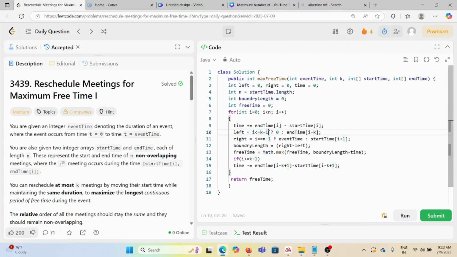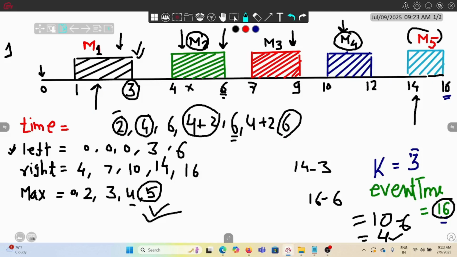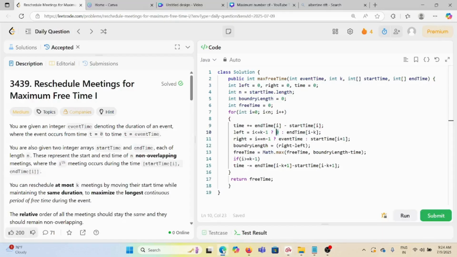Why k minus 1? Because i is starting from 0. So if we are at index 2, that means it is of size k equal to 3. That is why we are making it. If it is in the very first window, because we haven't reached the full window yet, in that case we are taking left equal to 0. You can see here, till this time we were taking the left equal to 0. It was 0, it was 0, it was 0, right? So we are making the same condition. If it is still in the very first sliding window, then we are taking 0. Otherwise we are taking end time of i minus k.